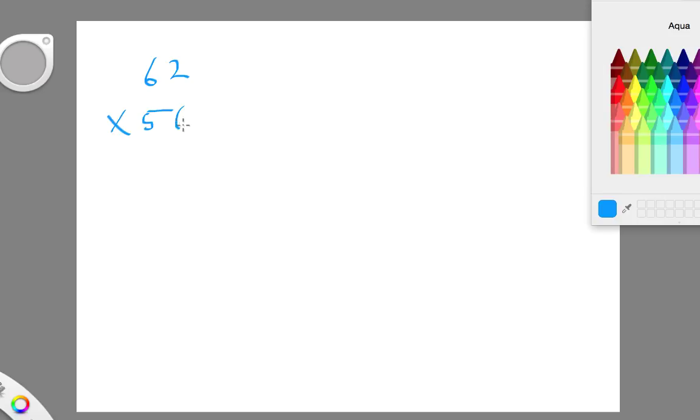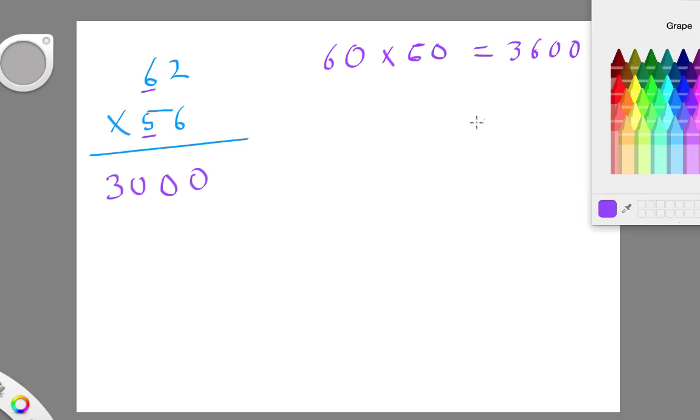62 times 56. All right. Now, 6 times 5 is 30, but since it's 60 times 50, we're going to add 2 more zeros. That's 3,000. I forgot to estimate. I'm going kind of fast on this. 62 rounds to 60, and 56 rounds up to 60. Good. And 6 times 6 is 36 with 2 zeros. All right, so that should be about our answer, and I already have 3,000 just from my first one.